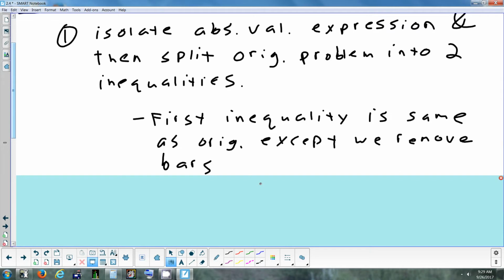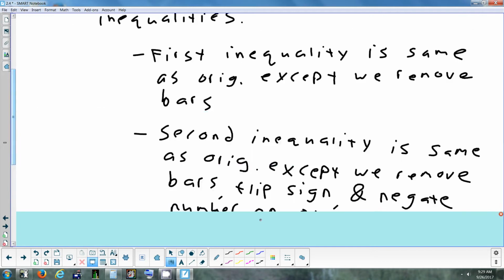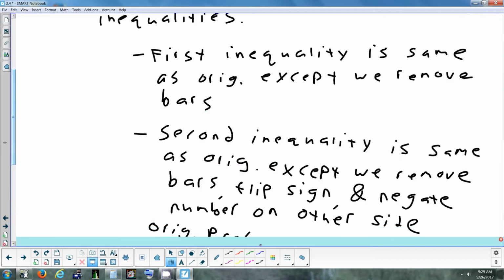You have to negate the other side. Yes, you had to make the number on the other side the opposite sign. So we're still doing the same thing, but since we're making something negative, we have to flip the sign with it. So the second inequality, same as the original, take out the bars. You still make the number on the other side negative. That's all the same as yesterday. But you also have to flip the sign.